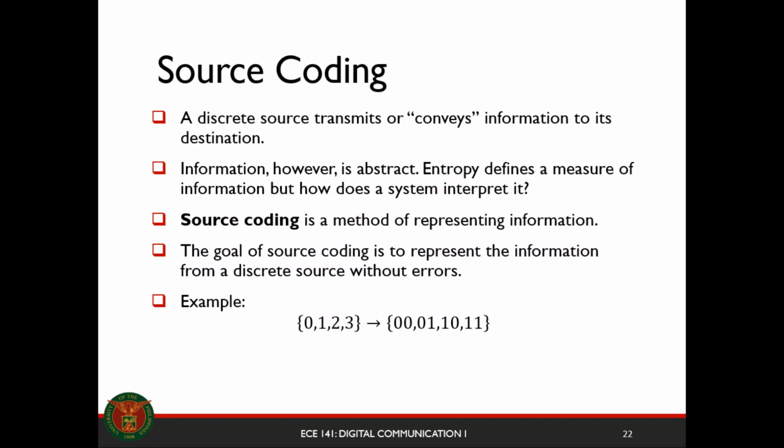Now, how does the discrete source transmit or convey information to its destination? As we know, information is abstract, but entropy defines a measure of information. But how do we interpret it as a system? We've done this before actually. We have a discrete source, we represent it as symbols. And that process is actually called source coding. It's a method of representing information. Now the goal is we have symbols, and we want to represent them as bits because we're operating in a computer, in a digital communication system. So the goal of source coding theory is to represent the information from a discrete source without errors. So emphasis on without errors. Okay? For example, if we want to represent the numbers 0 to 3, then we need 2 bits. And we have 00, 01, 10, and 11 right here.